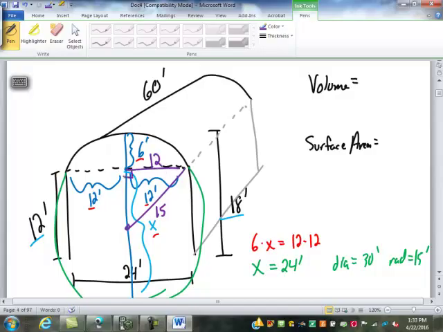Now that we have a radius, we know that's 12. Do we know this length here? It's 9 feet. How do I know that? Because 15 feet is the radius all the way from here to here. I subtracted out the 6, so this piece has to be 9. So I have this triangle here that is 9, 12, and 15.